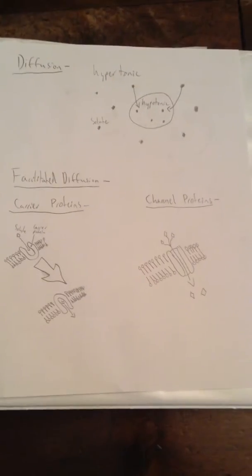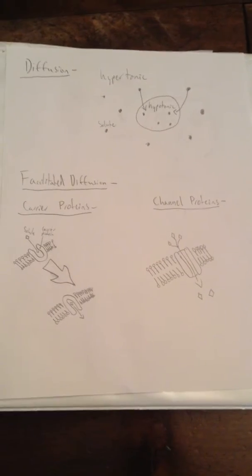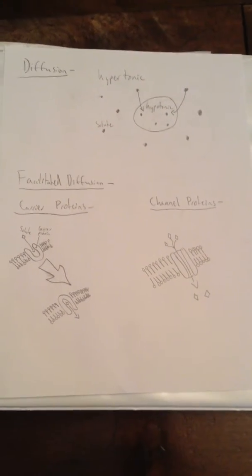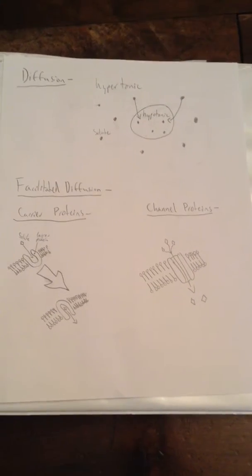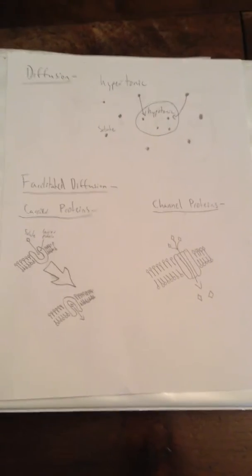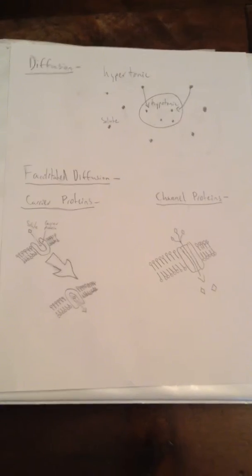Passive transportation is a form of transportation in which molecules move from an area with a high concentration to an area with a low concentration to equalize a concentration gradient. This form of transportation does not require energy.